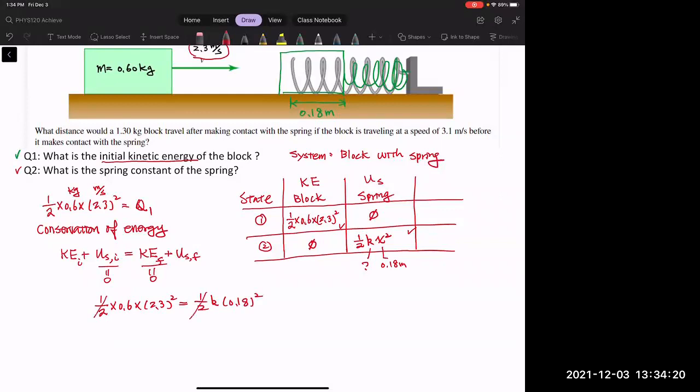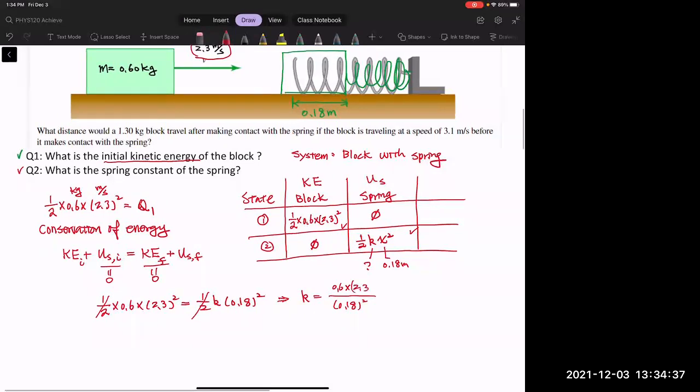You can cancel the 1/2, then you find out what k is. The k is equal to 0.6 times 2.3 squared divided by 0.18 squared. And that is your k. That turns out to be 98.0. The unit for the spring constant is Newton per meter. So that's how you get this value here.